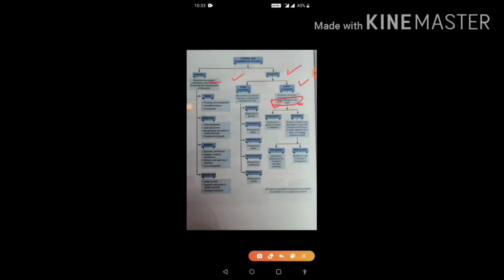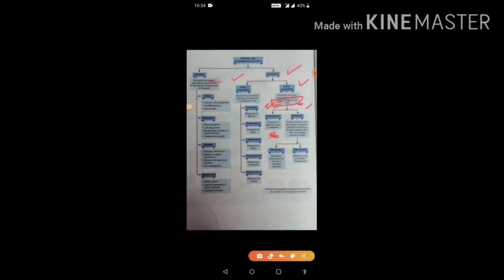These nastic movements are again divided into two types: seismonastic and nyctinastic. Seismonastic means the movement of the plant is due to a stimulus like touch or vibration. If a climber holds a stem, that is a kind of touch, right? That kind of movement by the climber is called a seismonastic movement.